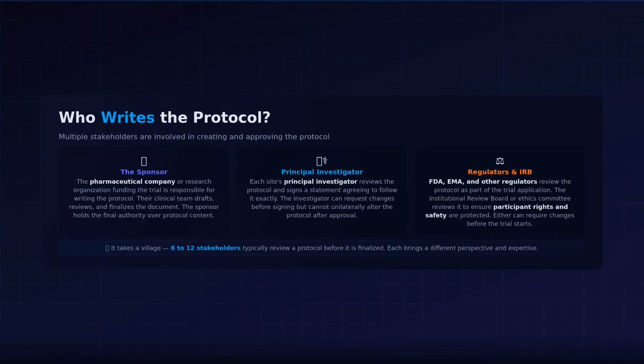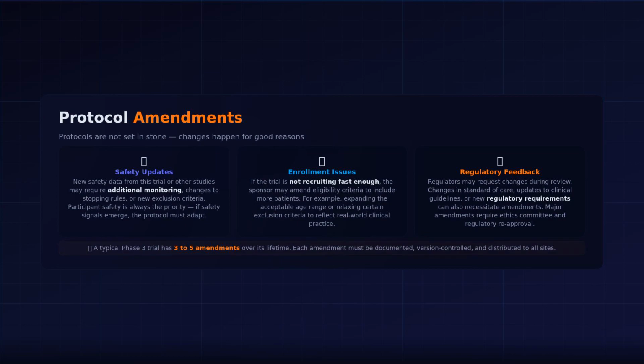The protocol is usually written by the sponsor, the pharmaceutical company or research organization conducting the trial. But it must also be reviewed and approved by the principal investigator at each trial site. The investigator signs a statement agreeing to follow the protocol exactly. Regulatory authorities like the FDA review the protocol before the trial can begin. And an ethics committee or IRB reviews it to ensure participant rights and safety are protected. It takes a village.